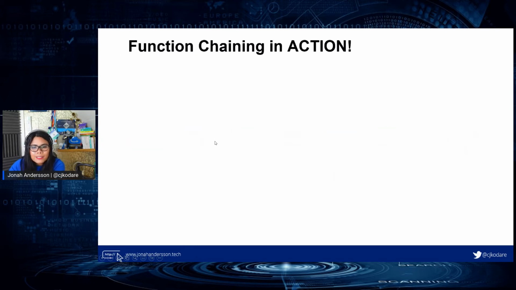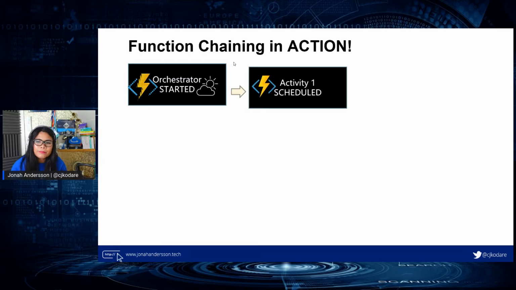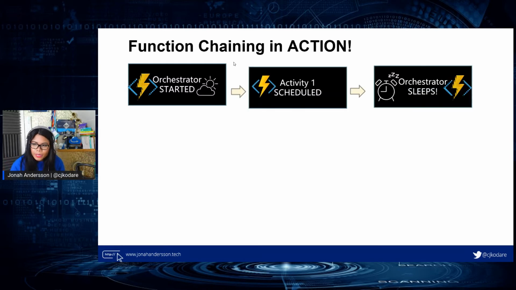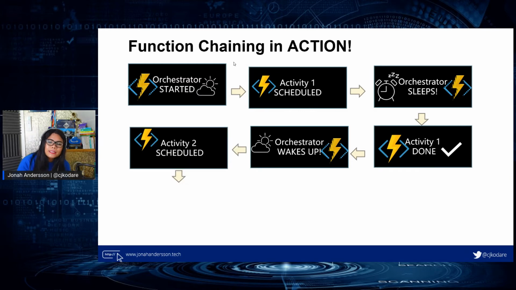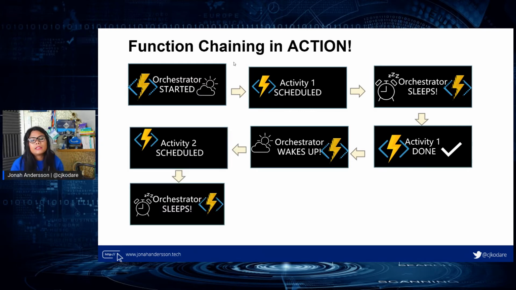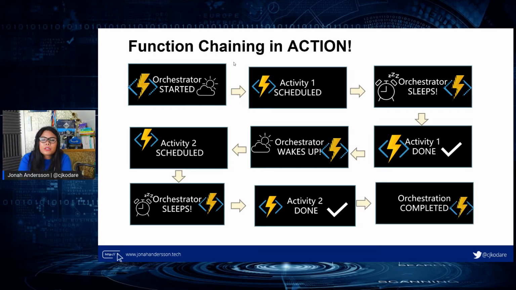So, function chaining in action. This is an animation I created myself. So what's happening behind the scenes? For example, you have uploaded an image to your Azure storage, a blob. What it does is kickstart your orchestration or workflow. Once the orchestrator gets started, your first activity gets scheduled, and while activity one is doing its job, the orchestrator sleeps, and then when activity one is done, the orchestrator wakes up and sleeps again. Activity two does its work, and then the orchestrator sleeps again. Once activity two is done with its work, the orchestrator is completed.